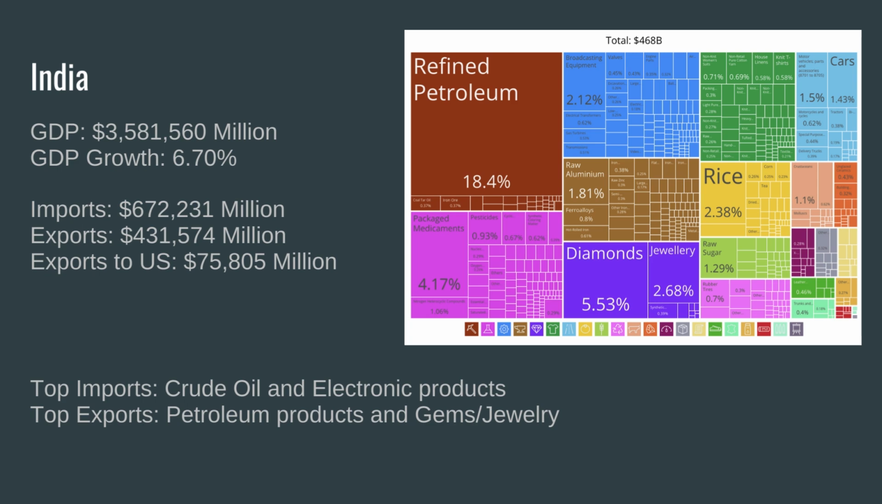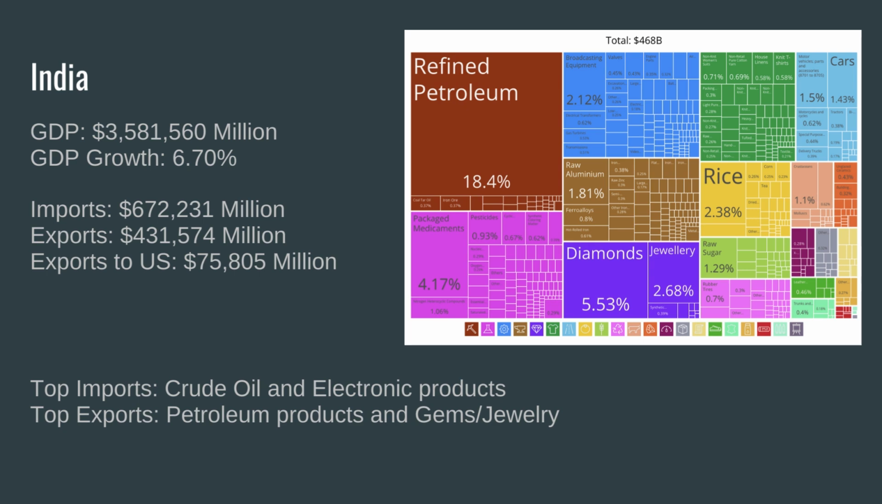Looking at India from an economic standpoint, we see that it has a very high GDP and also has a 6.7% growth in this. It, however, does operate at a trade deficit with imports significantly outweighing exports. However, there's a significant amount of exports coming to the US.